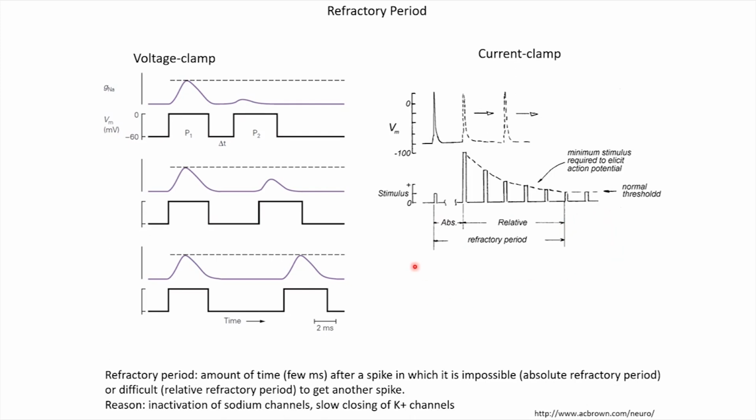And the reason for the presence of the refractory period is the fact that the sodium channels inactivate, so they are not available for opening. And also the fact that the potassium channels open and remain open for some time after an action potential. Therefore, a larger stimulus is required to overcome both the leakage channels as well as the voltage gated potassium channels that are open.